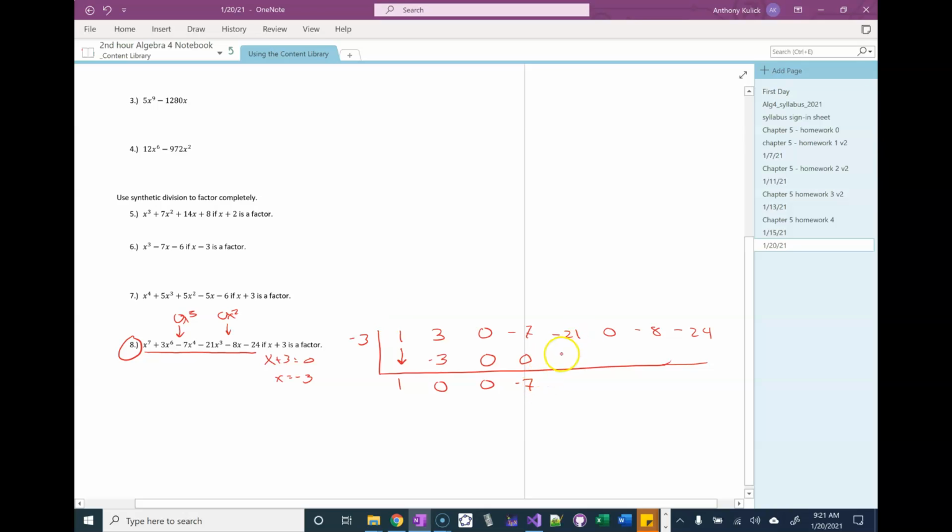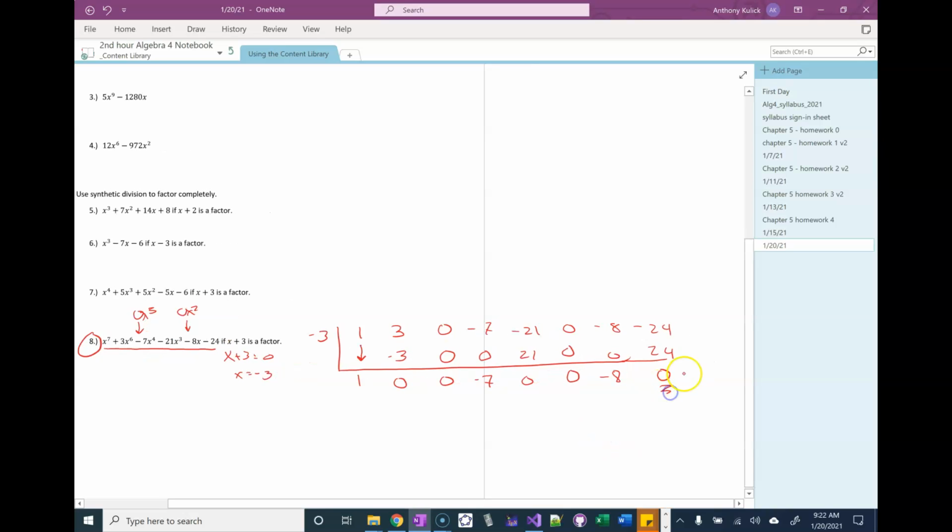-3 times -7 is positive 21. I add down, I get 0. -3 times 0 is 0. I add down, I get 0. -3 times 0 is 0. I add down, I get -8. And -3 times -8 is positive 24. I add down, I get 0. So far, so good, fellas? Okay. So this last value being 0 is what I expected.